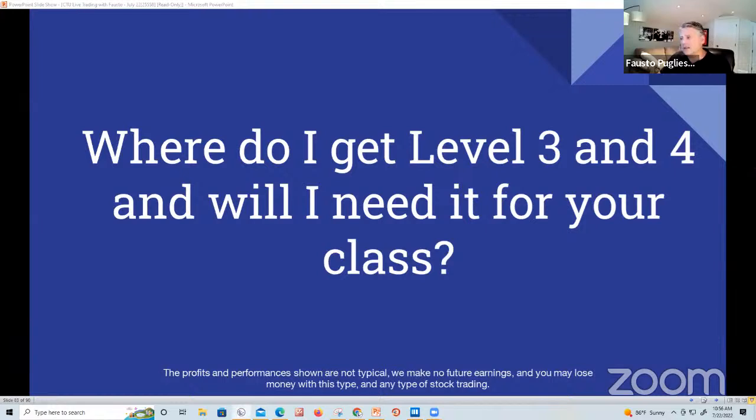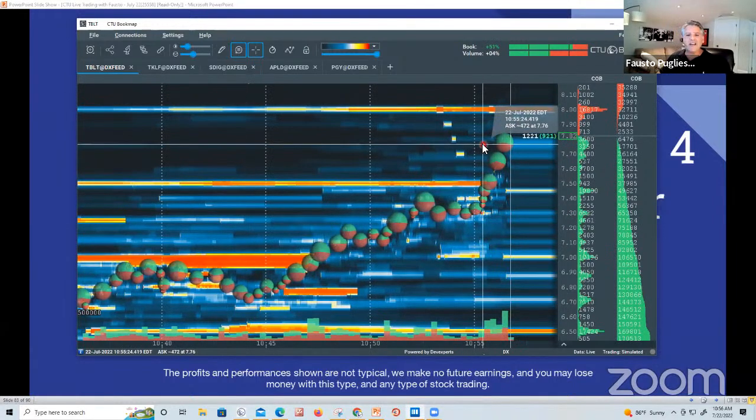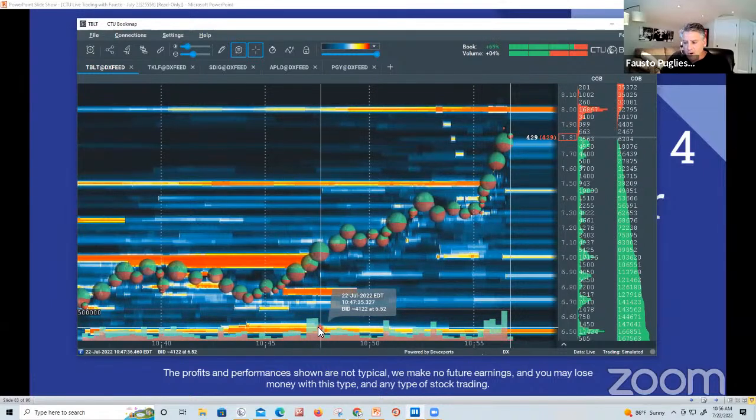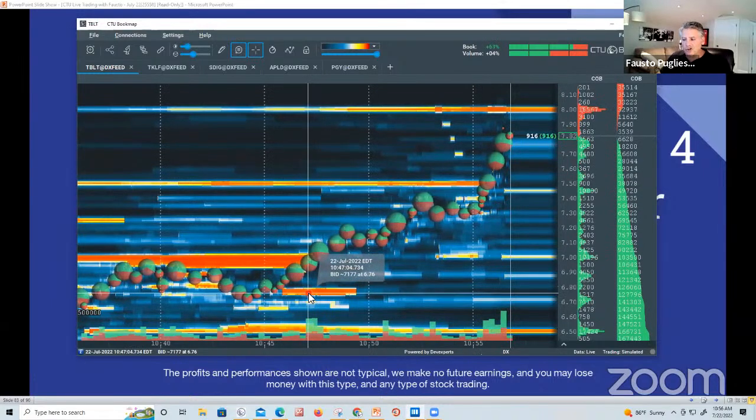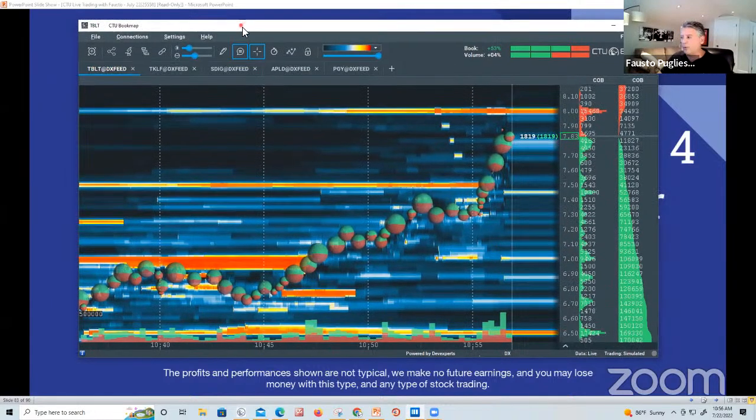Remember that stock, TBLT? Okay? Look what happened. Remember that big seller at $7? He just got executed. The stock just ran to 7.80. Look at the volume bars. One big buyer started showing up here and ran it up and took the guy out. How is that possible? That's what we're going to teach you. That was something I was showing you before.